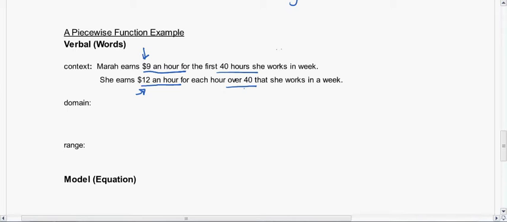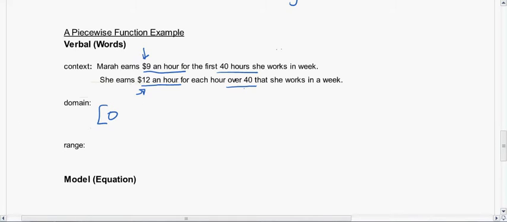Let's think about what my domain or my independent values might be in this case. Well, maybe Mara doesn't work at all, in which case she would be working 0 hours. So that would be the smallest. She's not going to work negative hours. She's going to just work not at all, or she's going to work some. So definitely starting at 0, but then what about the other end of the domain?